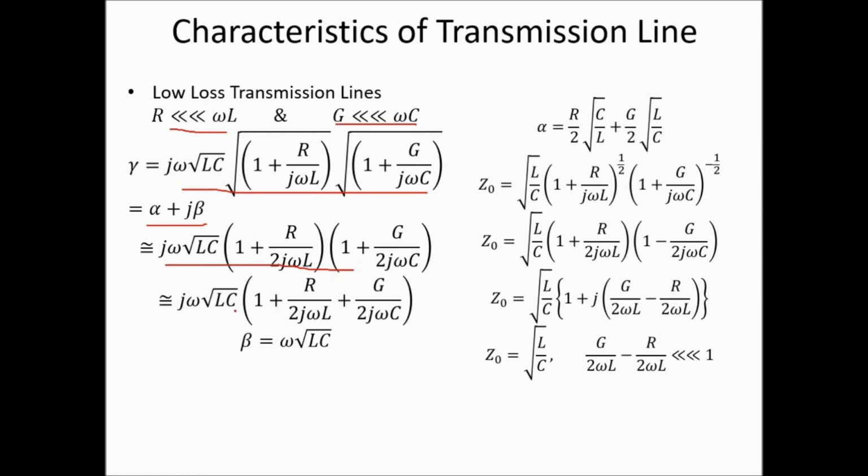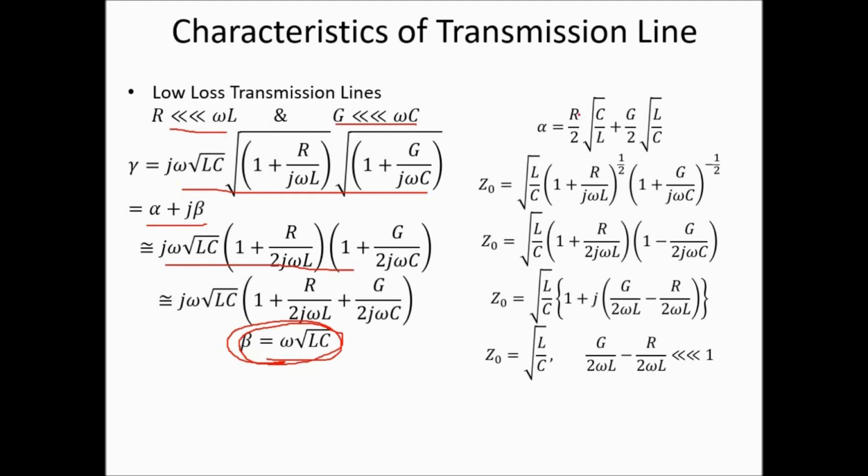So here you see this term has a j, and this j will cancel out. So this will be the real term, this r over this, g over this will be the real part, and this term times 1 is the imaginary part. So you can get the phase constant, the same expression for distortionless and lossless transmission line.